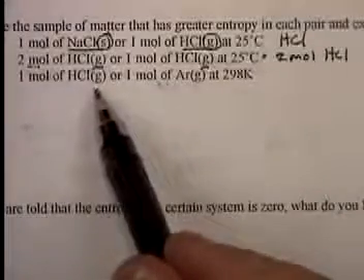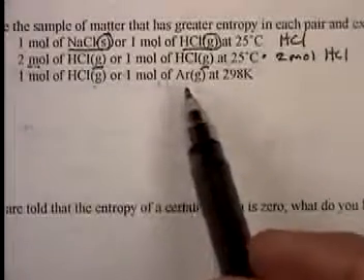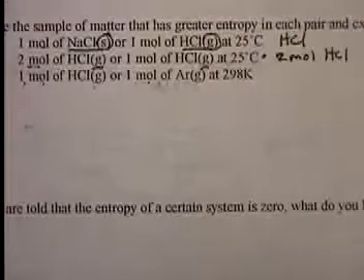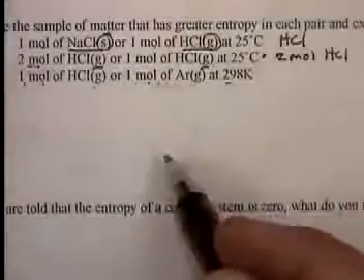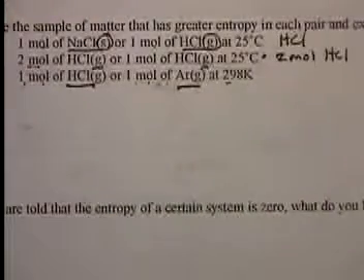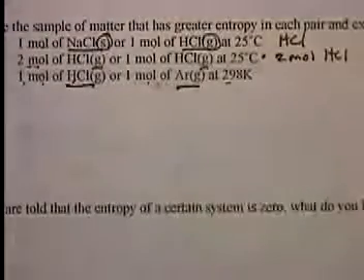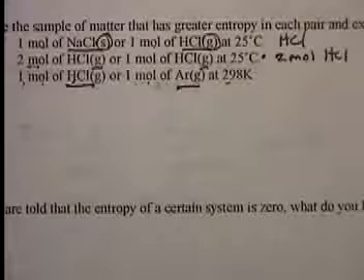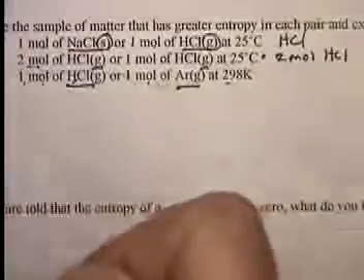Lastly, we have 1 mole of HCl gas and 1 mole of argon gas. Well, notice they're both 1 mole of gas, so there's probably not going to be a lot of difference there, and they're both at the same temperature. But it turns out that the HCl molecules versus the argon atoms, remember HCl has 2 different kinds of atoms in it, and argon doesn't. The HCl has a higher entropy because the molecule is capable of storing energy in more ways than argon because of the bond between the hydrogen and chlorine. So we'd say HCl would have the greater entropy.